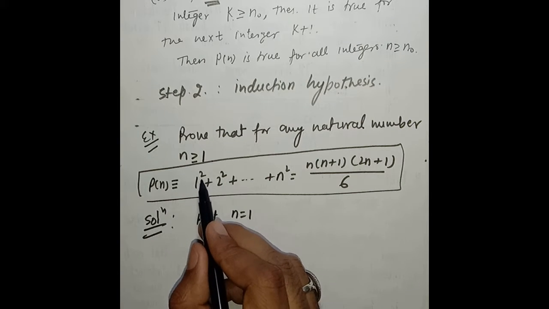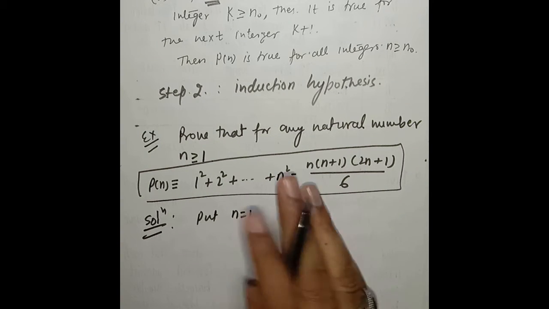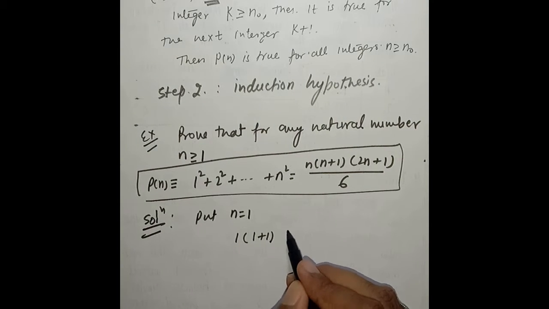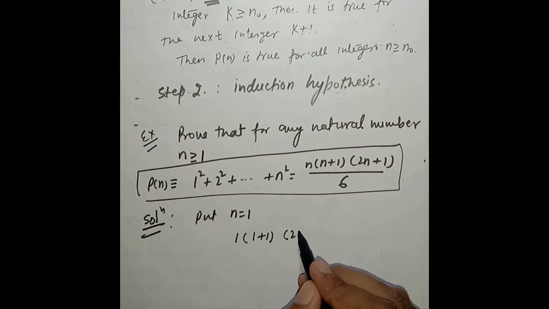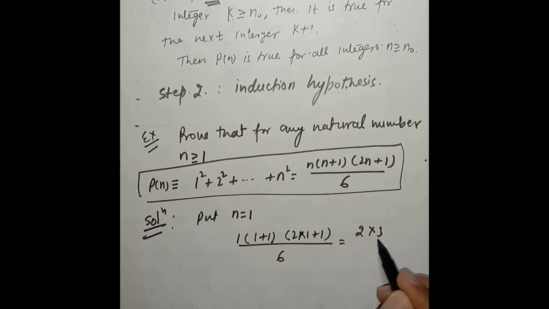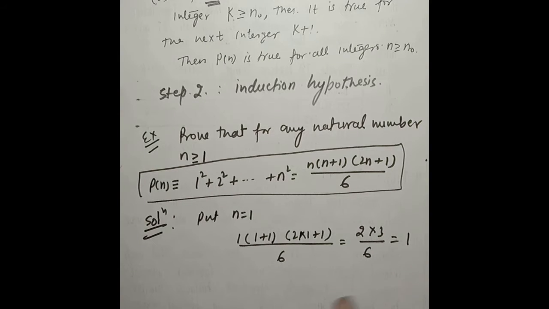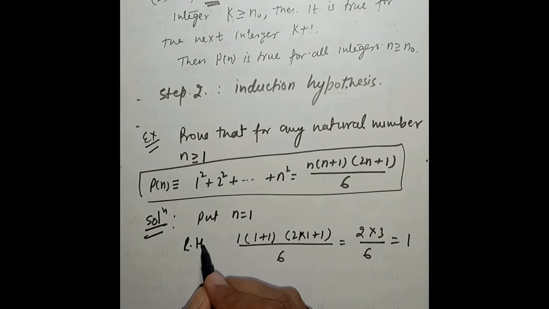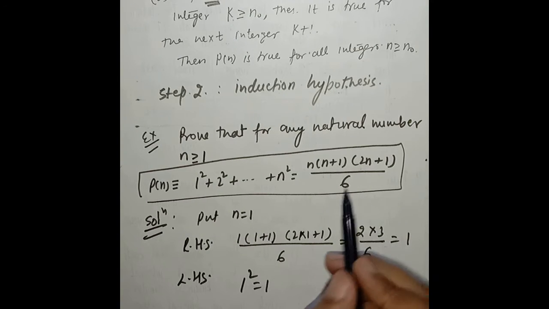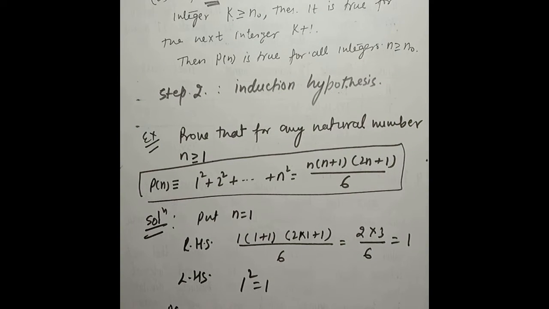For n is equal to 1, we have 1 square on the left hand side, and on the right hand side we have 1 plus 1 and 2 into 1 plus 1 over 6. We get 2 into 3 over 6. This is nothing but 1, and this is the right hand side. The left hand side is 1 square, which is equal to 1. So the left hand side is equal to the right hand side. This means the statement is true. P1 is true.